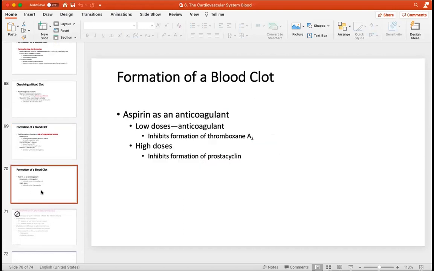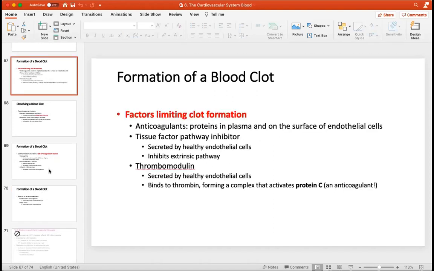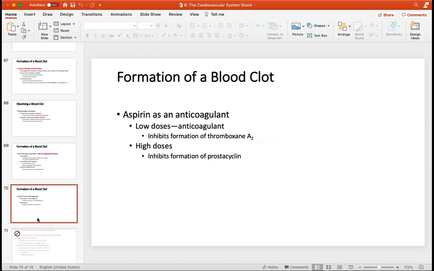Another important aspect we talked about here was, at the very end, aspirin and how aspirin could have a dose-dependent anticoagulant or coagulatory effect. So at low doses, aspirin is going to inhibit thromboxane A2. And if you remember, thromboxane A2 was one of our initial platelet aggregators. It's going to start aggregating platelets. And so low doses of aspirin prevents that initial platelet aggregation, and so it has an anticoagulatory effect.